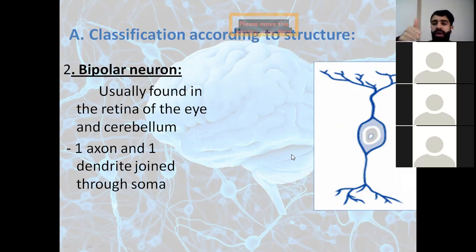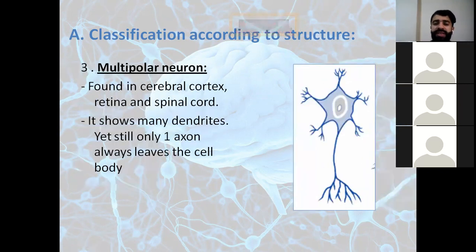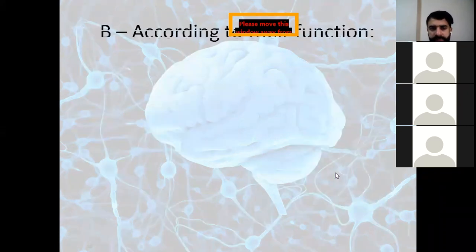So we have unipolar, bipolar, and the third one is multipolar. It is found in the retina and the spinal cord. It has many dendrites, but it has one axon that leaves the cell. So here we have many dendrites, as shown here, but only one axon.